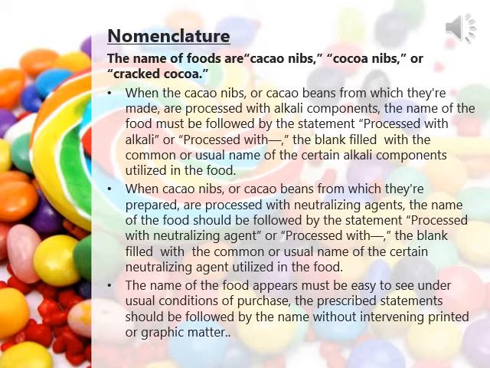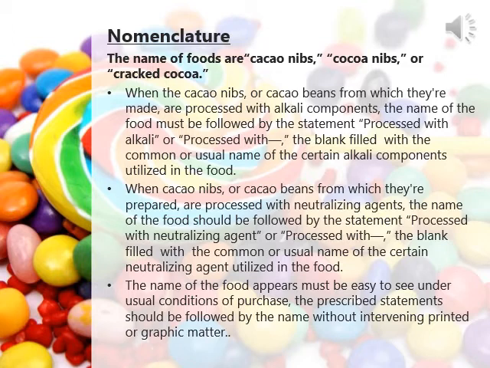Nomenclature. The names are cacao nibs, cocoa nibs, or cracked cocoa. When the cacao nibs or cacao beans from which they are made are processed with alkali components, the name on the food must be followed by the statement "processed with alkali" or "processed with" followed by the common or usual name of the certain alkali component utilized in the food. When cacao nibs or cacao beans are processed with neutralizing agents, the name of the food should be followed by the statement "processed with neutralizing agents" or "processed with" followed by the common or usual name of the certain neutralizing agent utilized in the food.